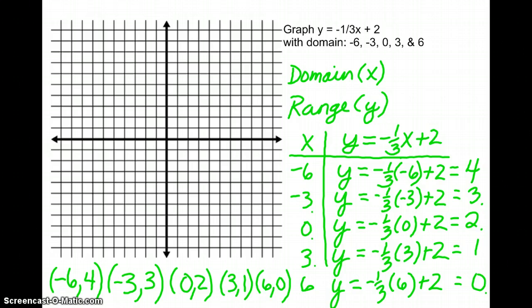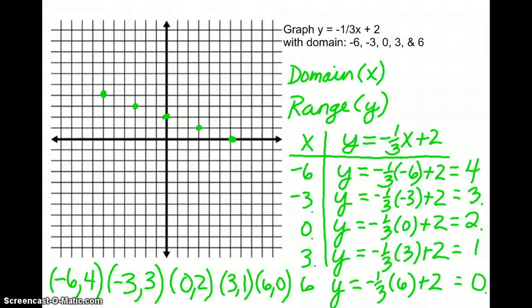So to graph this, we simply graph those points. The point negative 6, 4 would be here. The point negative 3, 3 is going to be here. 0, 2, 3, 1, and then finally 6, 0. And so that's the graph of the function y equals negative 1/3 x plus 2 with the given domain.